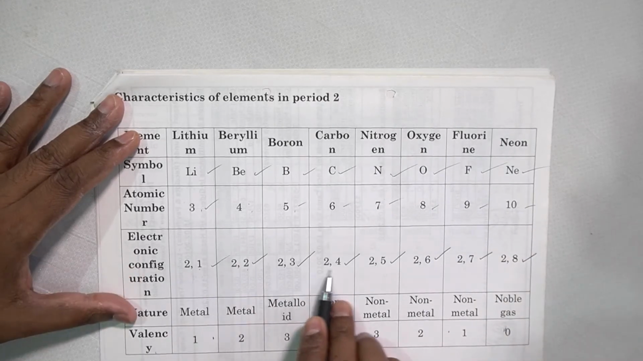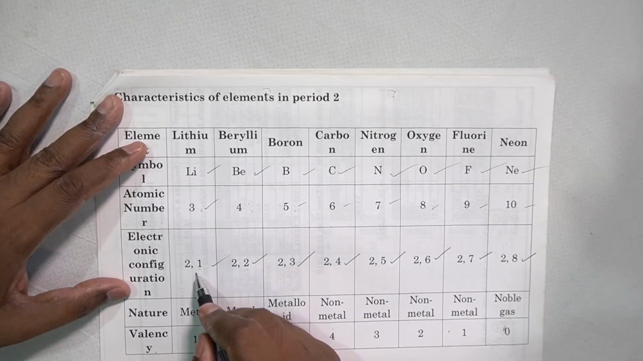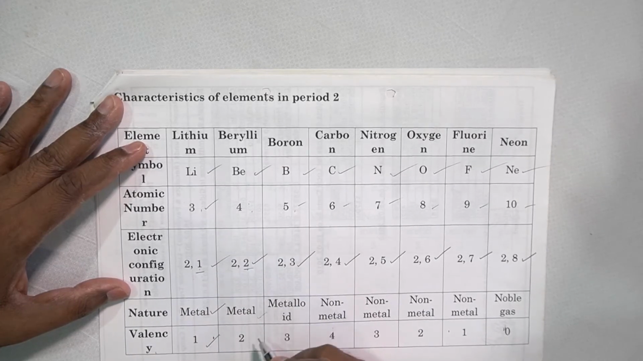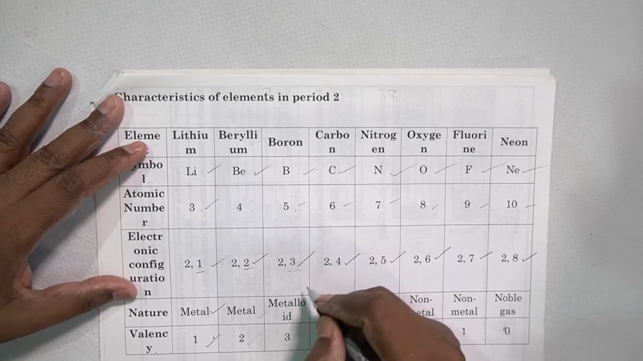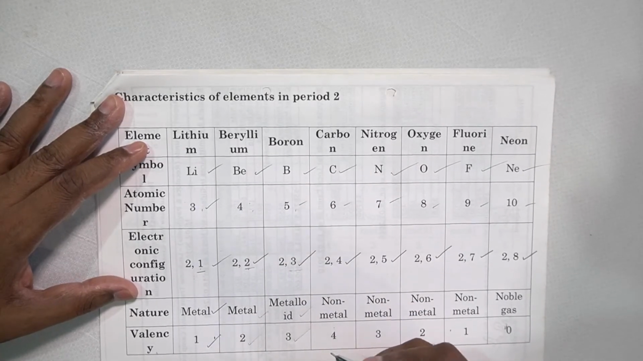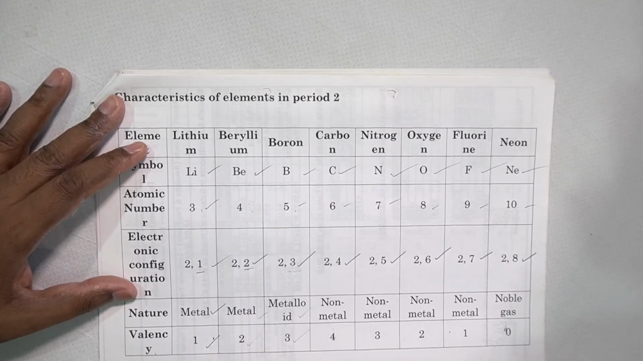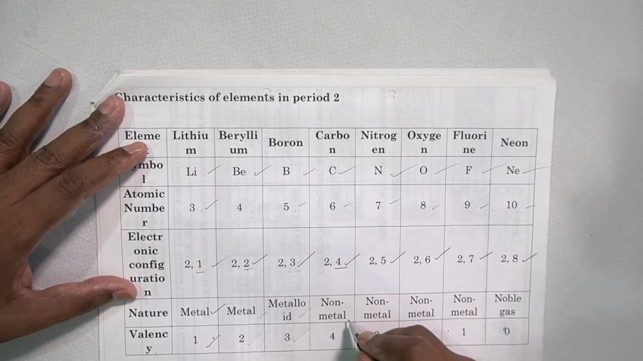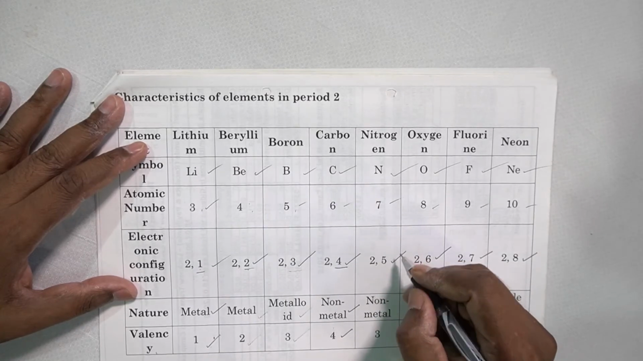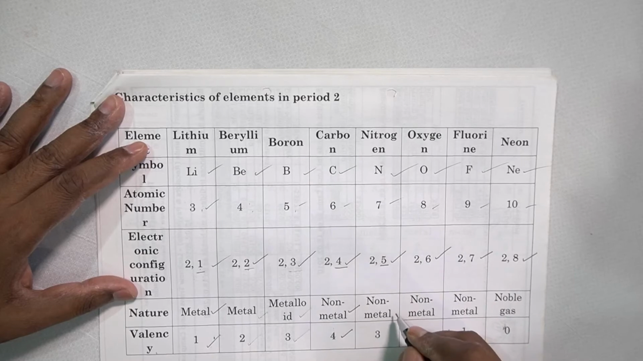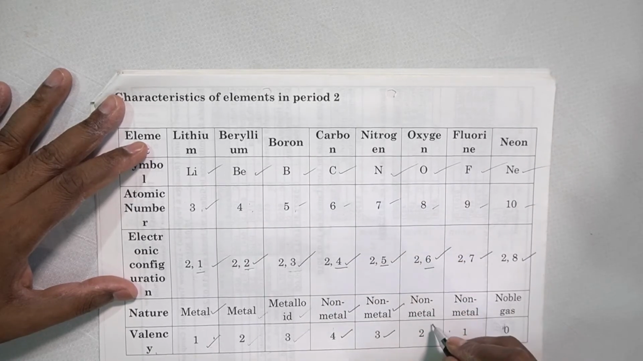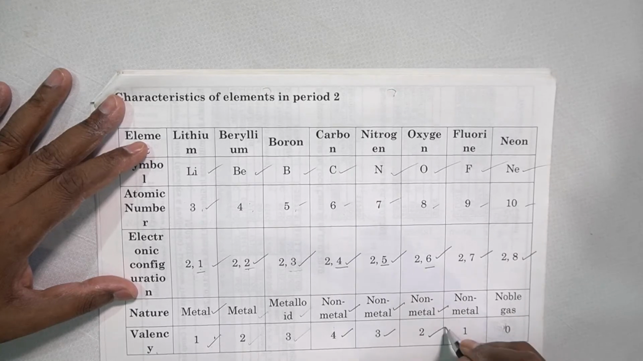So we have the electronic configuration. This has 1 valence electron, metal, valency is 1. 2 valence electrons, it's a metal, valency 2. 3 valence electrons, this boron is a metalloid and has a valency of 3. And now this has 4 valence electrons and it is a non-metal with valency 4. Nitrogen, 5 valence electrons, non-metal, valency 3. Oxygen, 6 valence electrons, non-metal, valency 2.